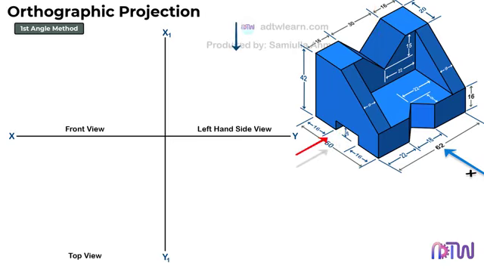That is here. The viewing direction is given from this side, therefore, whatever portion of the object is visible while looking from this side will be the front view of the object, and it will be drawn above the XY line. And whatever view is visible while looking from this side will be the left side view of the object, which will be drawn here.